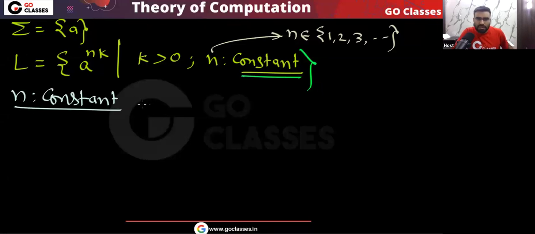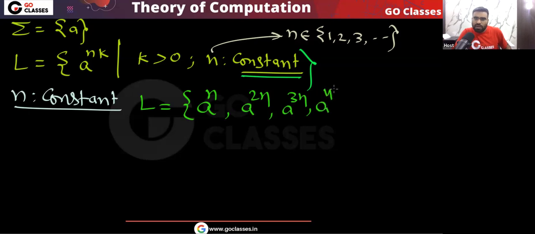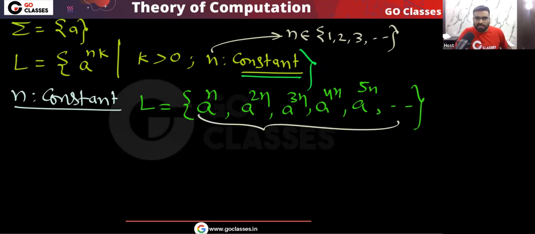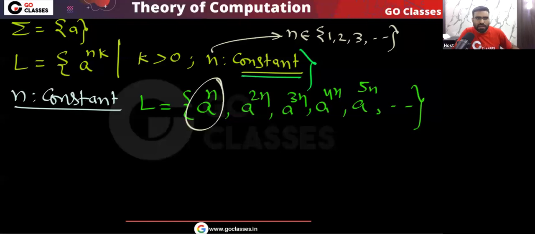Here remember, your language L is like this, because k is greater than 0. So your language is a^n, a^2n, a^3n, a^4n. I am taking the general case. I am not taking any specific value of n. This is the language. Is this clear?